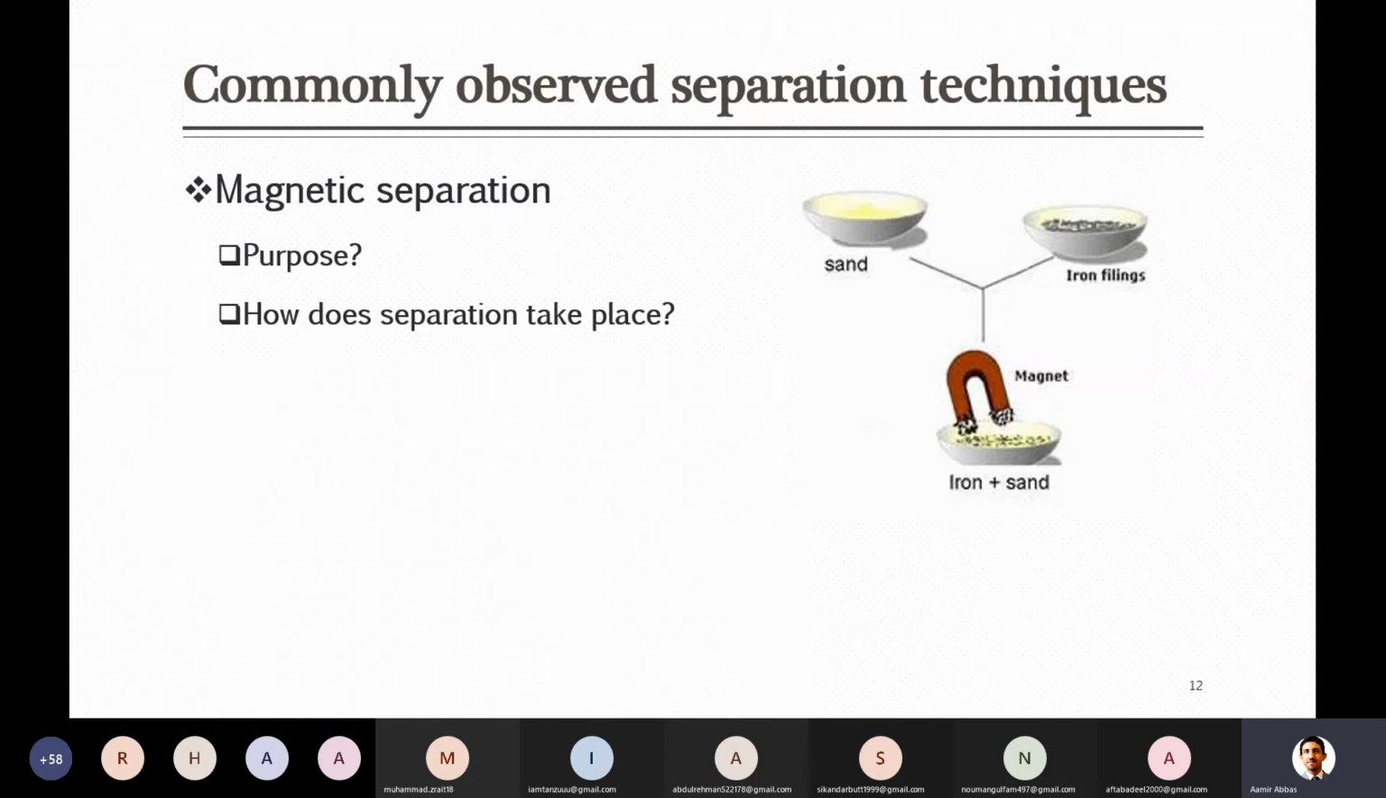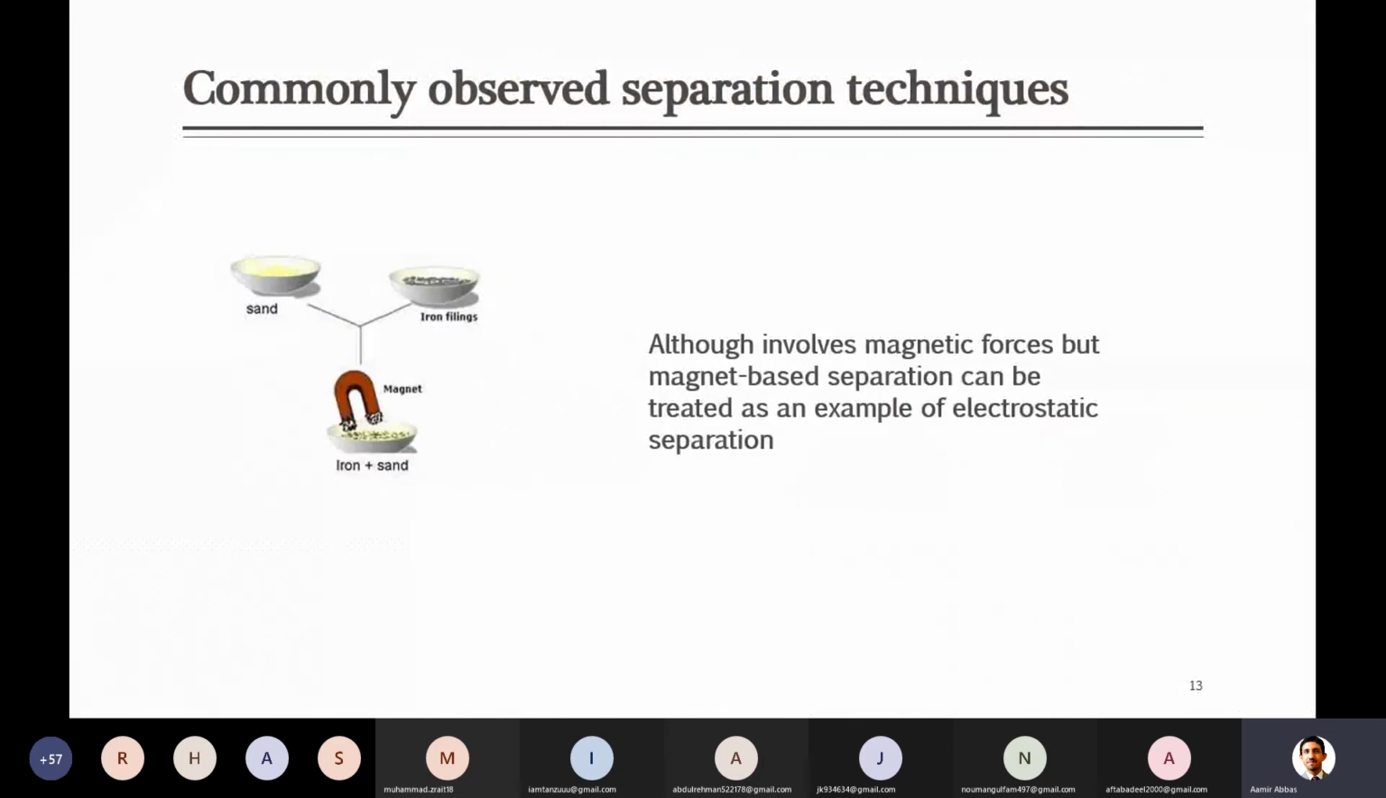Magnetic force, sir. Okay, magnetic force, right. So when you want to separate two solids, and mostly if iron is part of a solid mixture, it can be easily separated with the help of a magnet. And exactly, you are right, some magnetic force takes place. Generally, if we classify it, we can call it some kind of electrostatic separation, in which some kind of magnetic field or charge is involved.